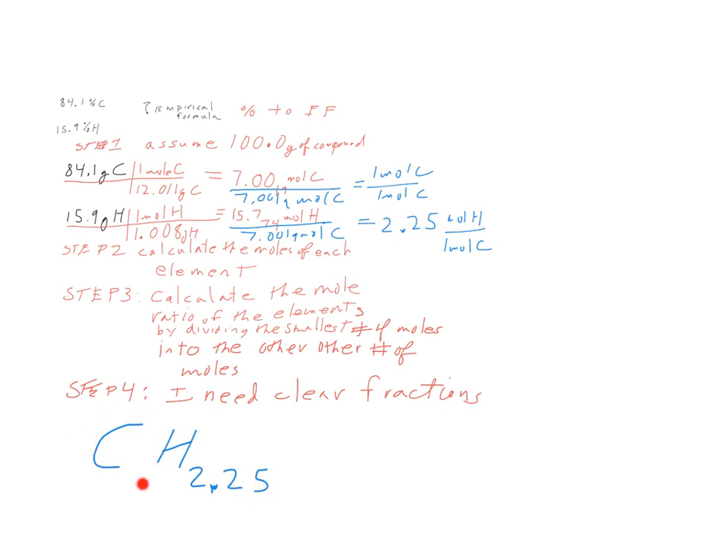If you wrote the formula for your compound like this, you'd be saying that for every 1 atom of carbon you have 2.25 atoms of hydrogen. And you can't do that because you can't have 1/4 of an atom. So we have to get rid of that fraction. How can you get rid of 1/4? And some of you are saying, where did that 1/4 come from? Remember your decimals.